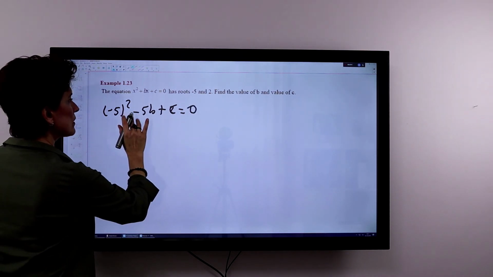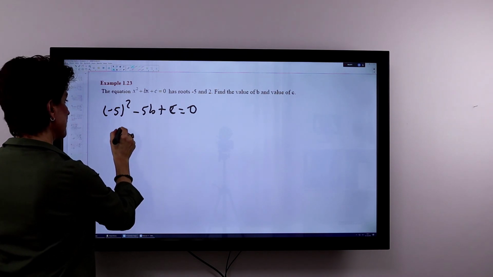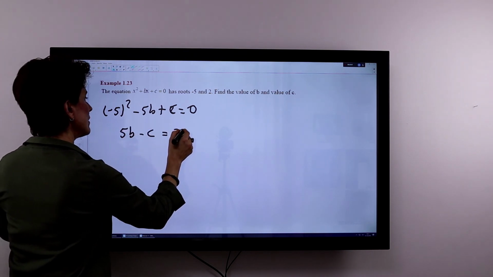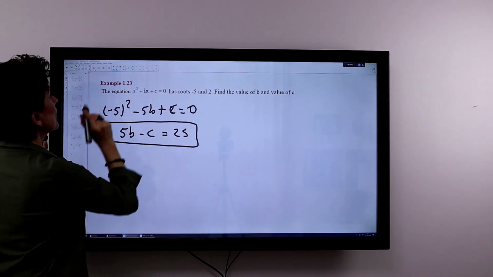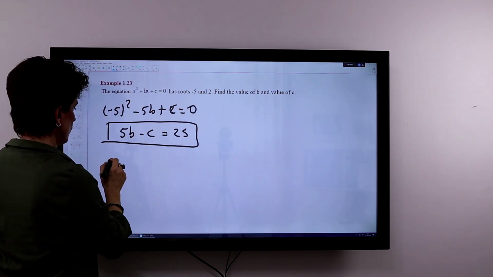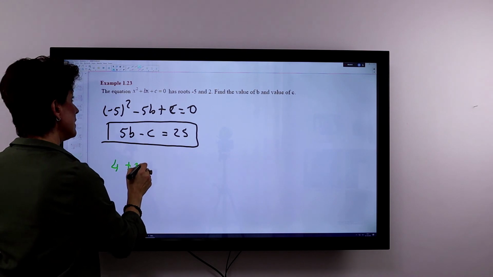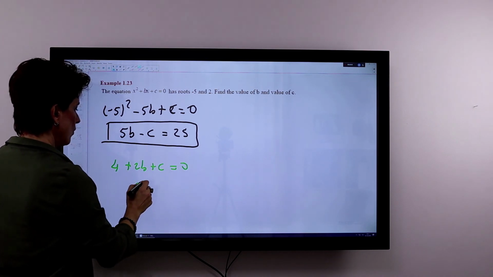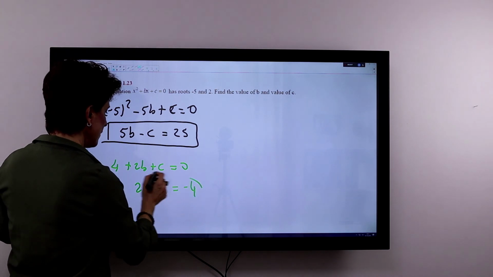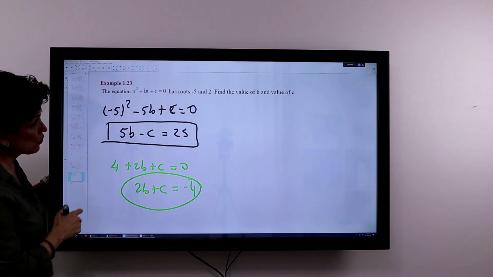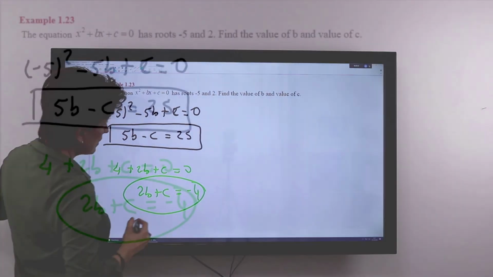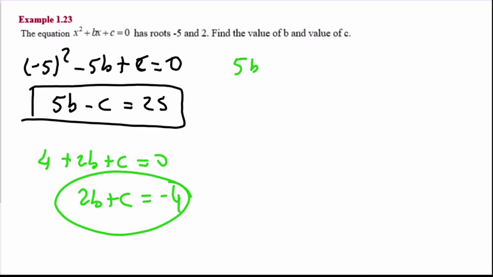If you organize, I'm moving the last two terms to the right hand side at the same time: 5b - c is 25. This is the first equation. Then if we substitute 2: 2² + 2b + c is 0, moving to the right hand side, 2b + c is -4. So we have two different equations. We will solve those equations simultaneously. The elimination method works right now. Agree?